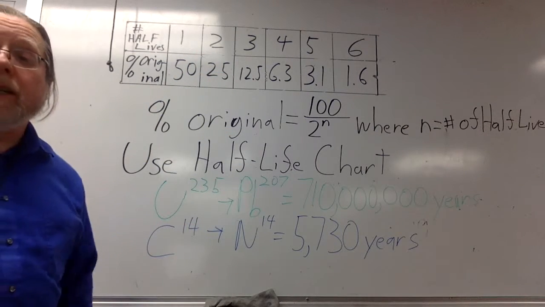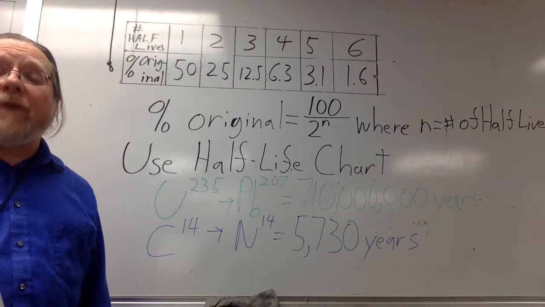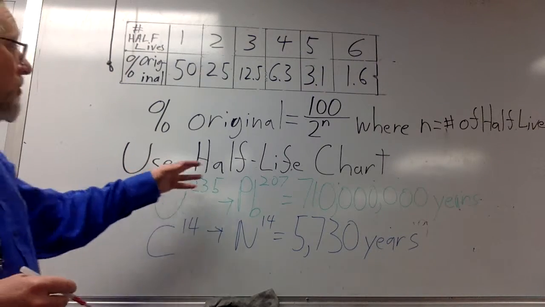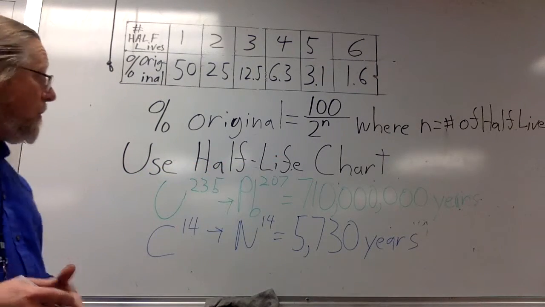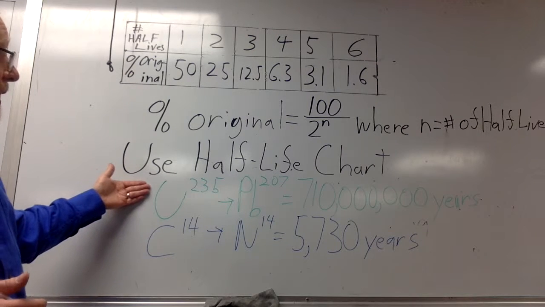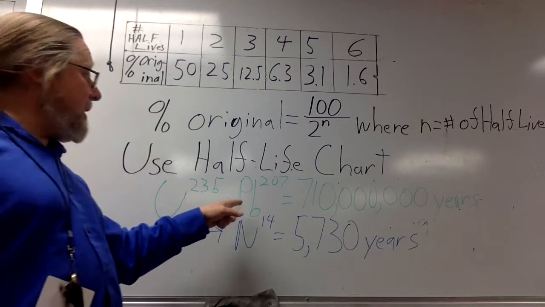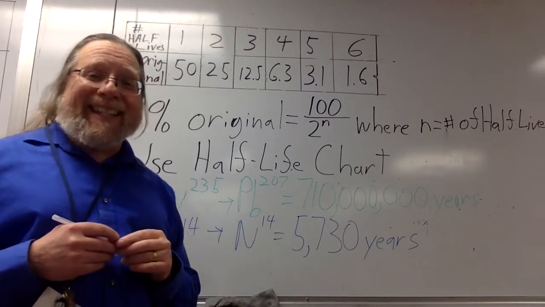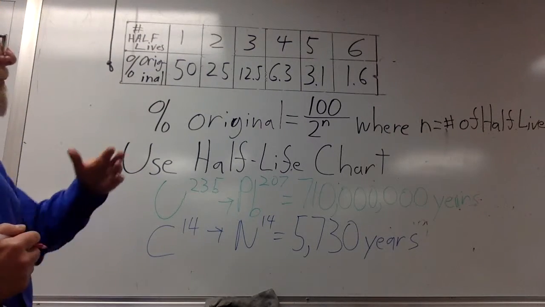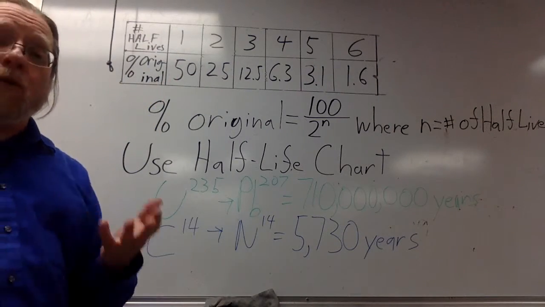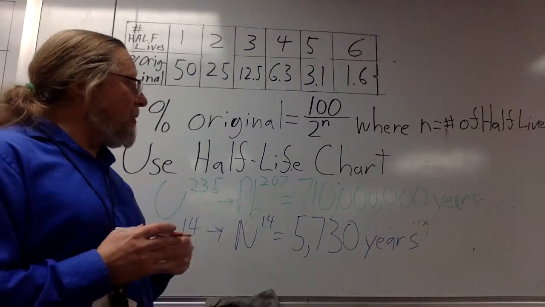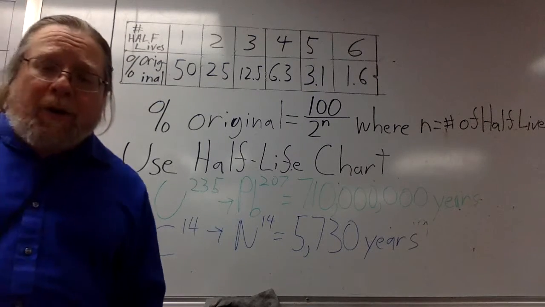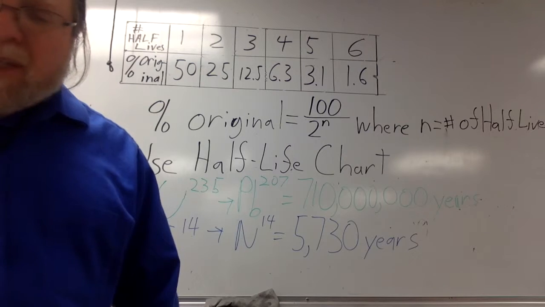The next question says, if the original rock was U-235, how old is the rock? That's where you'll need to go to the half-life chart that I've shared with you. I've copied the relevant information here. U-235 decays to lead-207. One half-life is 710 million years. So if I've got a substance that has undergone 2 of these half-lives, it would be 710 million years times 2.